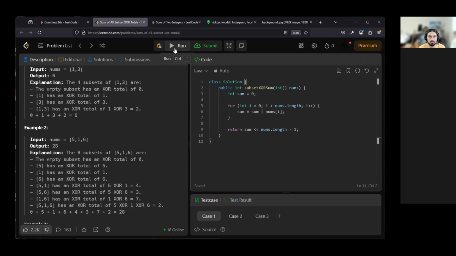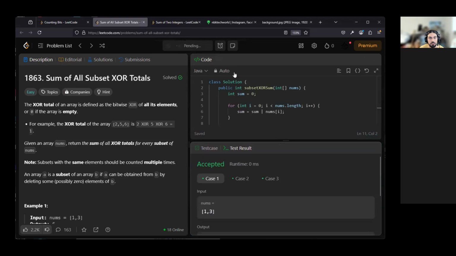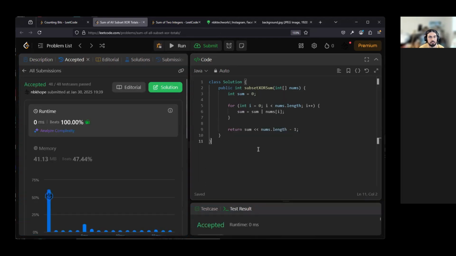All right, let's see. That's correct. There you go. Let's see. Time complexity. We have a loop. Traverse n times. So O of n. Space complexity. We're not creating a new array. We're just holding the sum in a variable, constant. So O of 1 space.